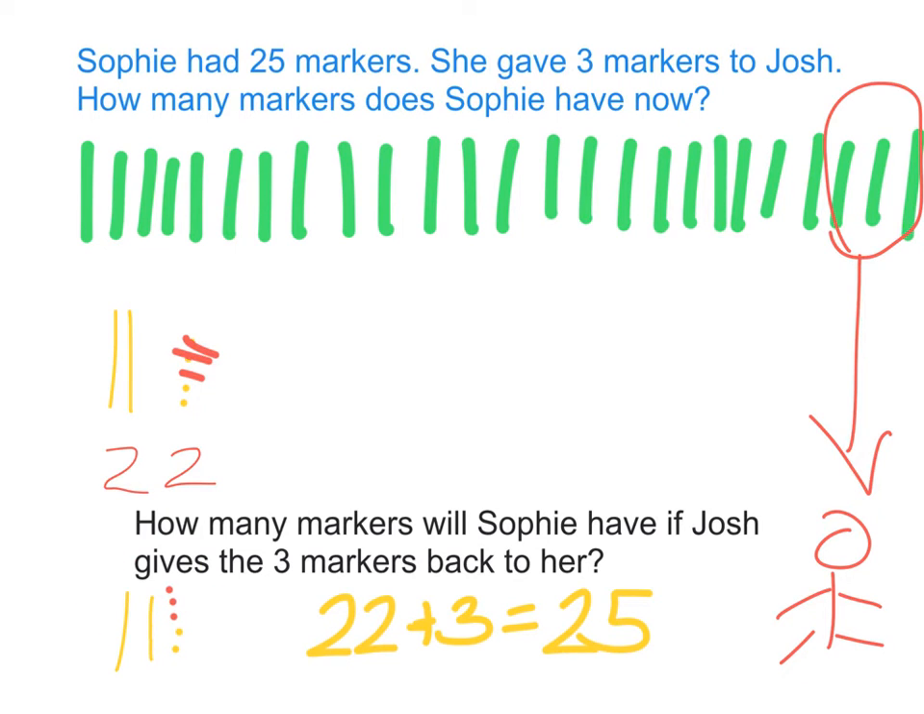2 10s, 5 1s. Looking back at our first problem, where Sophie gave 3 markers to Josh, what would be our subtraction problem? If you recall, we did start with the 25. Then we minus the 3 that she gave to Josh, and that left us with 22.